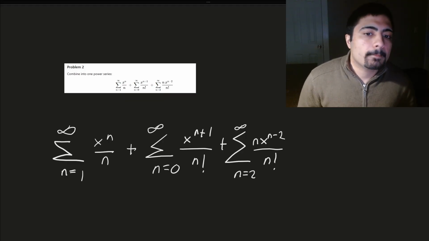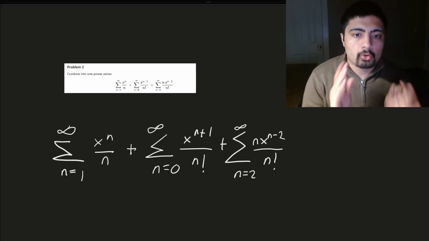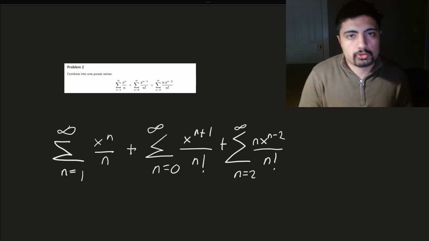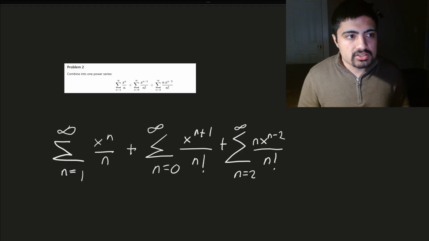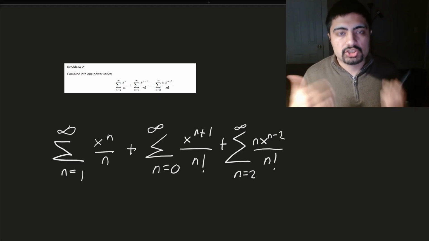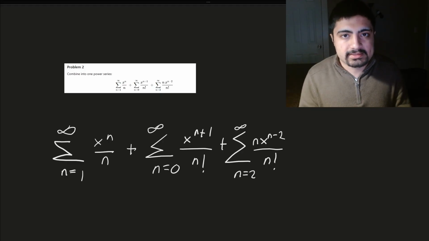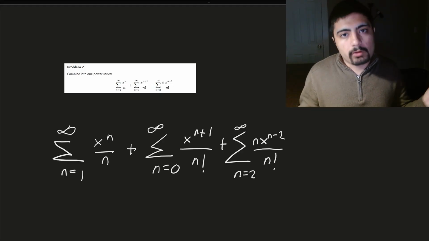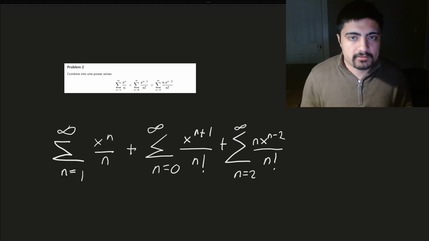So in this problem, every time we want to combine series, we're always going to check the exponents first. Are the exponents equal? If we have equal exponents, then the next thing we want to check is the indexes. When both the indexes and the exponents match, we are able to combine these series into one big series.